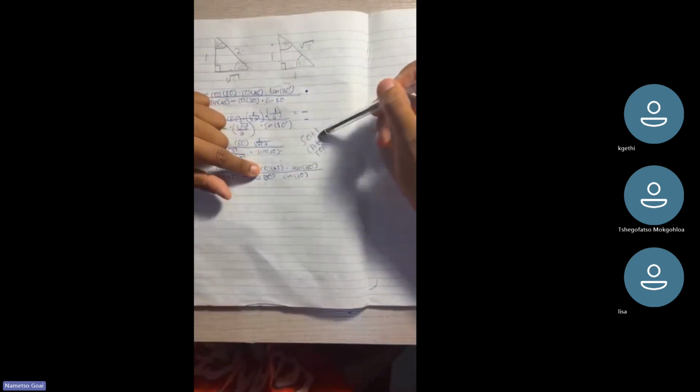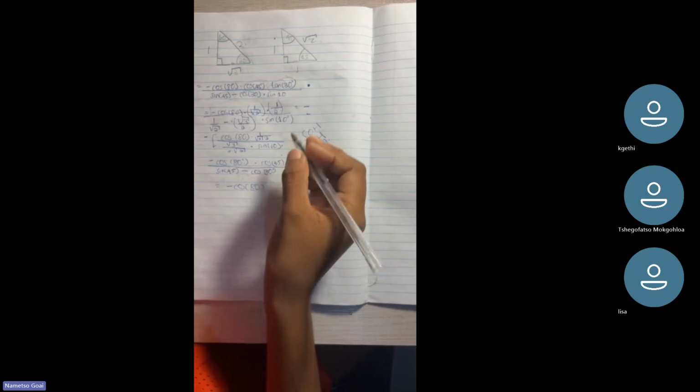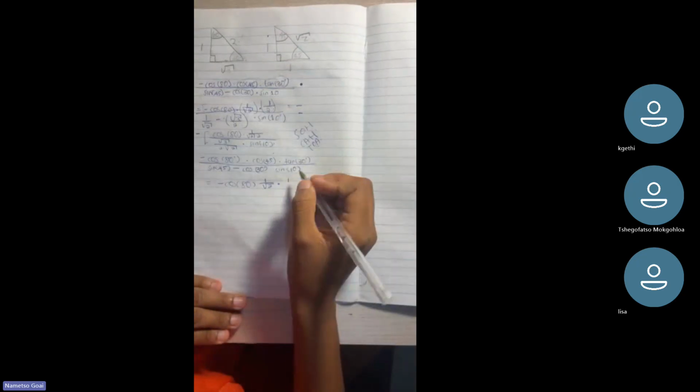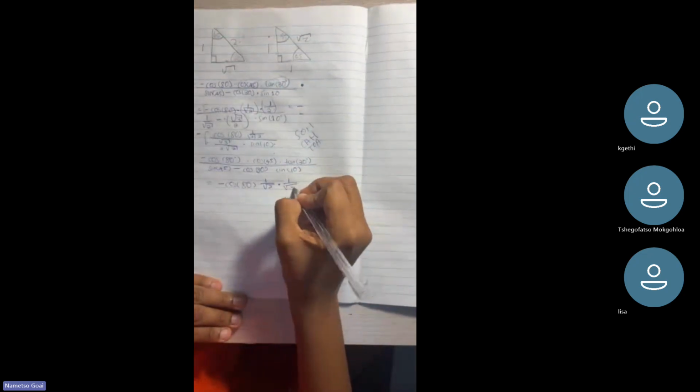From the 45-degree angle, this is our cos. It's supposed to be adjacent over hypotenuse, which means we will have negative cos of 80 degrees multiplied by 1 over root 2. Now this is the part that I wanted to rectify. For tan 30 degrees, let's look at where 30 is. Remember what tan is? Opposite over adjacent. So it's supposed to be 1 divided by root 3, not 1 divided by 2.